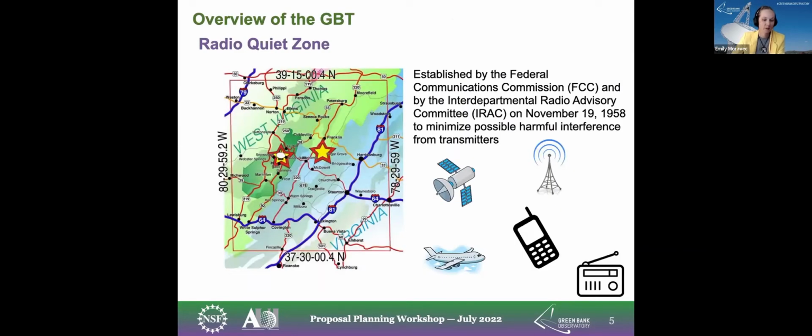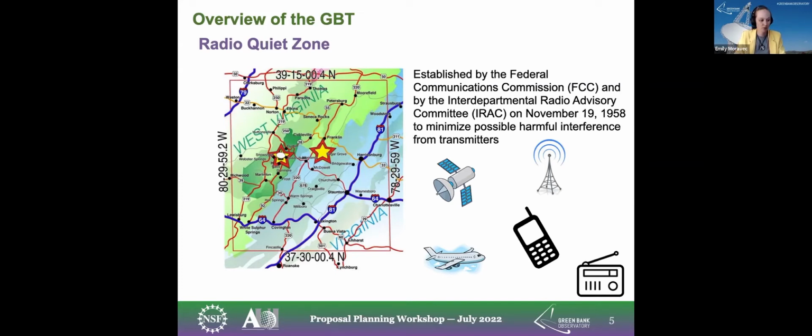One thing that is particularly interesting and unique to the GBT is the radio quiet zone. And this was established by the Federal Communications Commission, the FCC, and also IRAC in the 1950s to minimize harmful transmissions from various things and devices of modern life that transmit. So that's things such as cell phone towers, cell phones themselves, radios, the radios on planes and transmitters between planes.